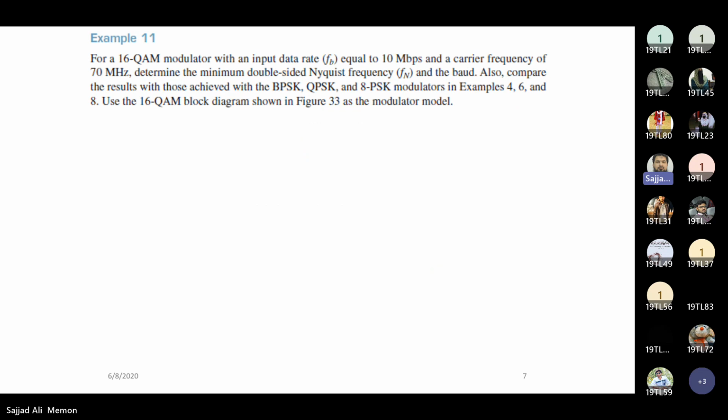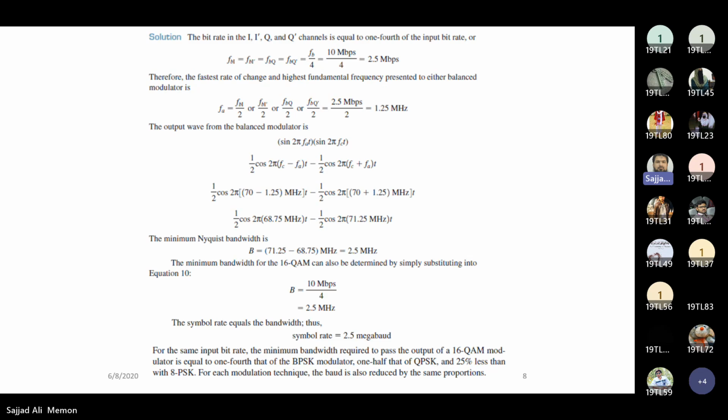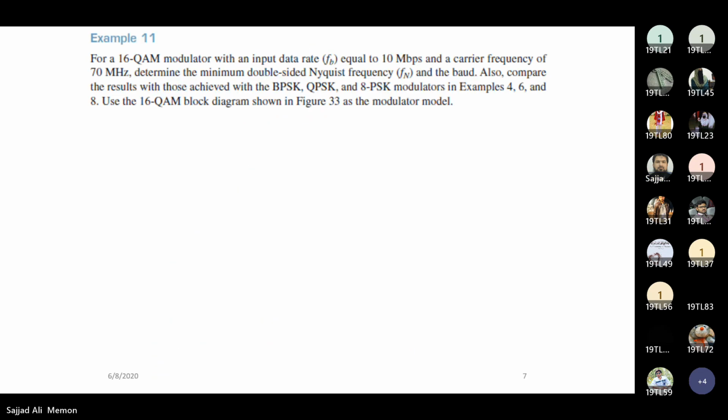Then we have example 11. For a 16 QAM modulator with an input data rate equal to 10 megabits per second and a carrier frequency of this, determine the minimum double-sided Nyquist frequency and the baud. Also compare the results with those achieved with BPSK, QPSK, and 8PSK modulators. In these examples, use the 16 QAM block diagram shown in the figure as the modulator model. So let's see this example. The first is we have 16 QAM.